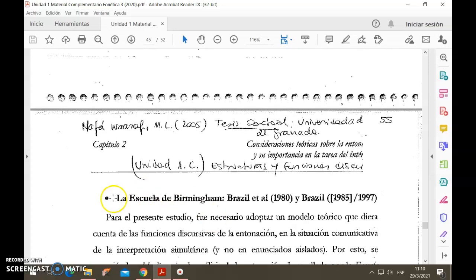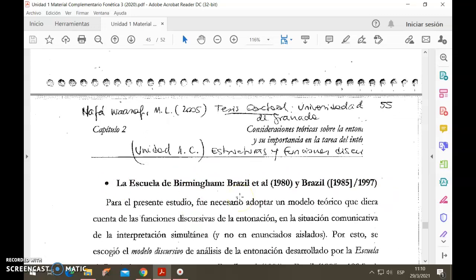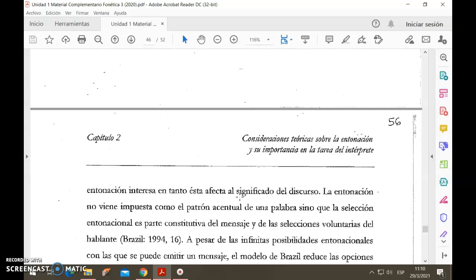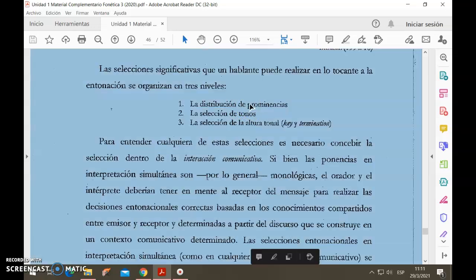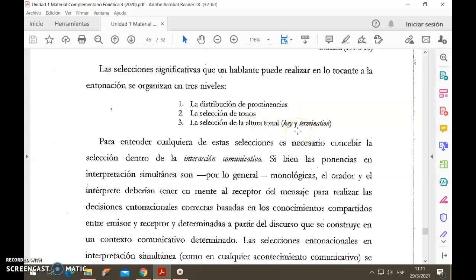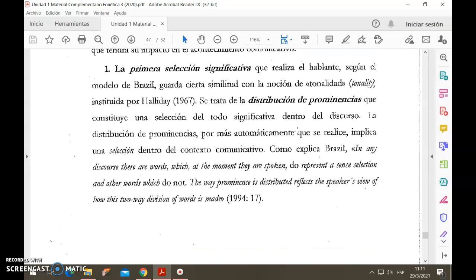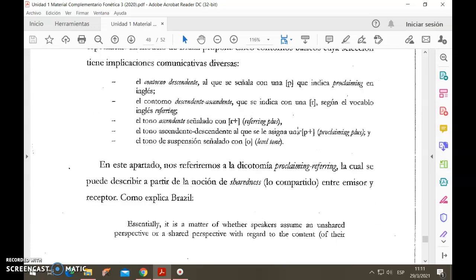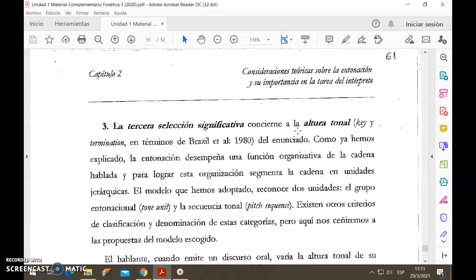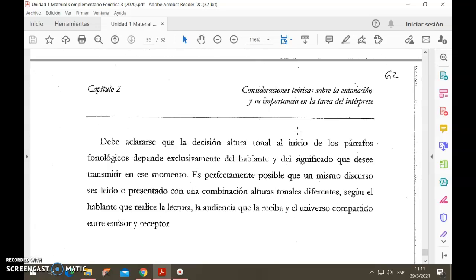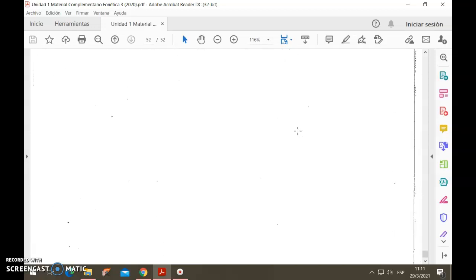And here there's a description of the School of Birmingham and how Brazil presents the structures and functions of intonation. You have only three structures in this model, as I told you: prominences, tones, and key. And then you have the 3 functions that I told you. The organization function, the information function, and the interpersonal function. That is to say, the relationship between speaker and listener or participants in the communicative event.